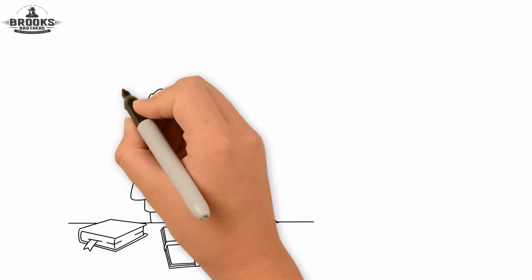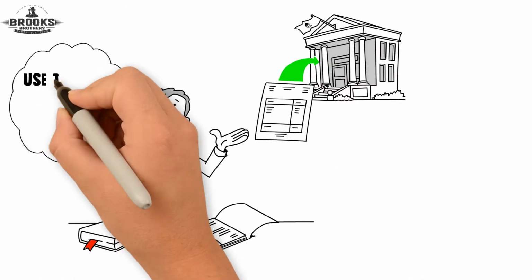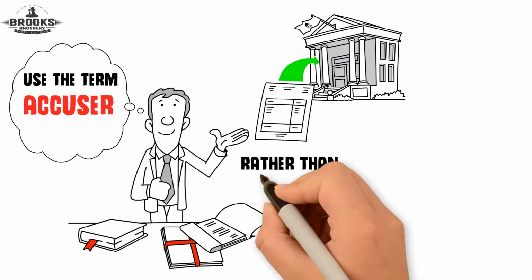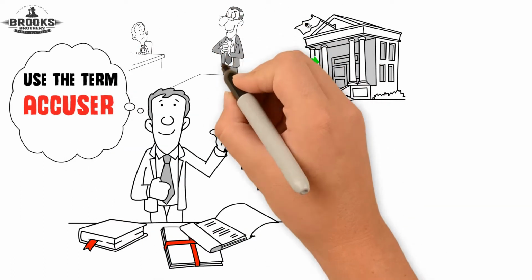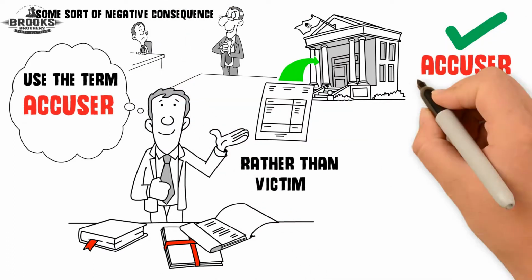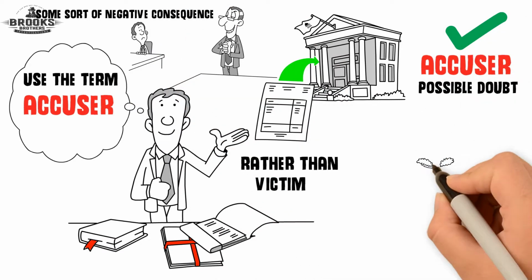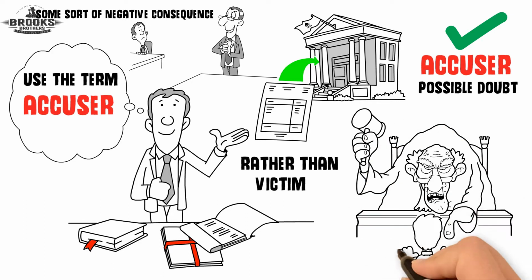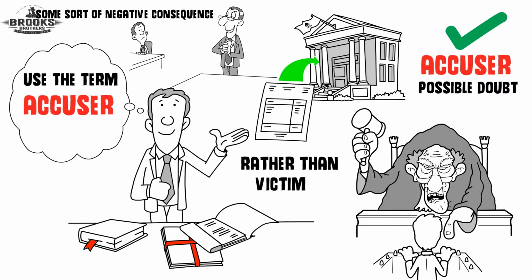In questioning witnesses or writing reports, use the term accuser rather than victim. The word victim implies someone suffered some sort of negative consequence. Accuser indicates possible doubt. And remember, if your case goes to trial, reasonable doubt is what you and the attorney hope to establish.